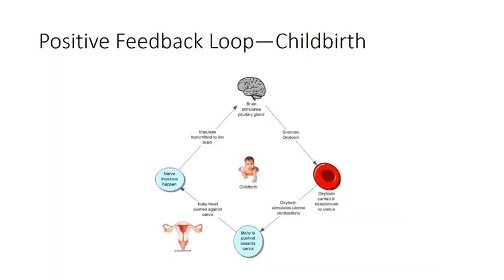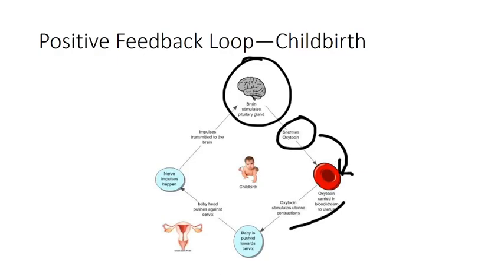So another example of a positive feedback loop in the body is the actual process of childbirth. When a baby's head pushes against the cervix, that sends nerve impulses to the brain. Once the nerve impulses reach the brain, they stimulate the pituitary gland to release oxytocin, a hormone. That hormone will travel through the bloodstream and eventually will bind to receptors on the uterus, causing it to begin to contract.